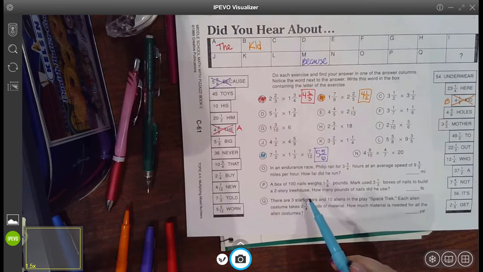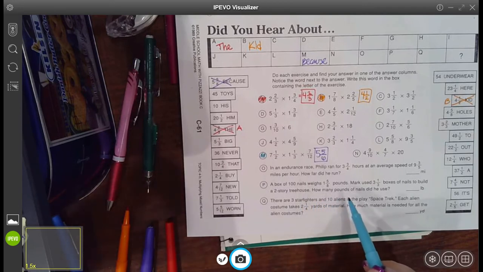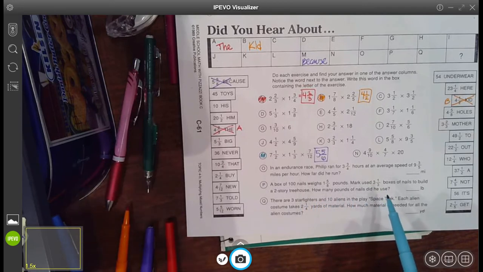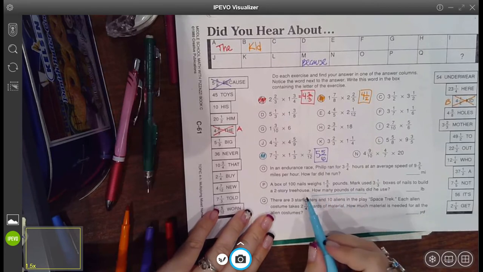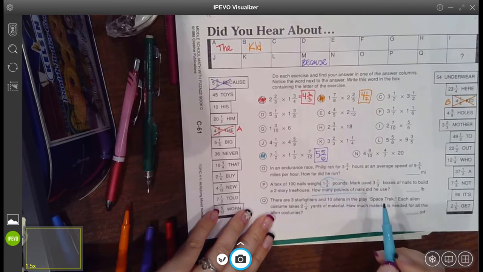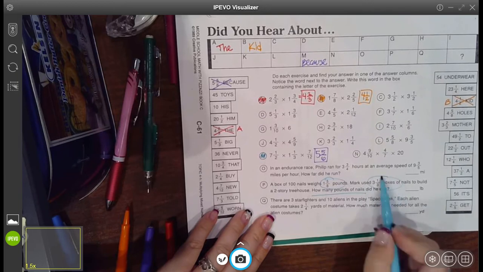It says a box of 100 nails weighs 1 5/6 pounds. Mark used 3 1/3 boxes of nails to build a 2-story treehouse. How many pounds of nails did he use? Okay, so how many pounds of nails did he use? That's the main question. Well, 1 box weighs this many pounds, and he used 3 1/3 boxes.